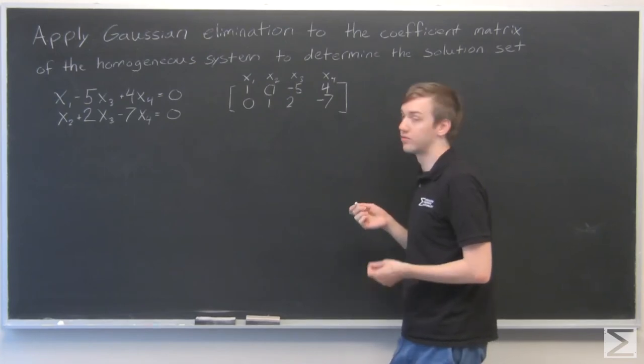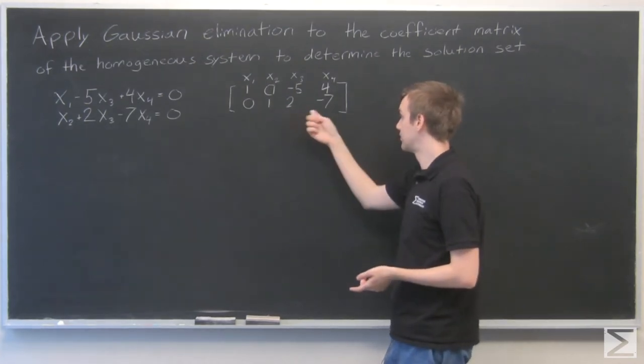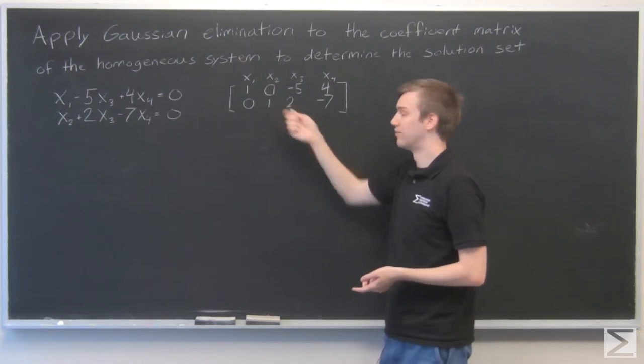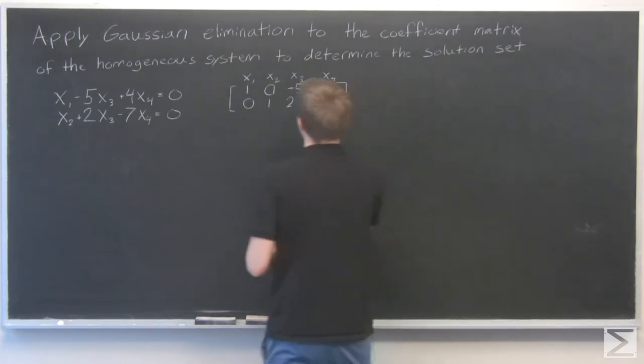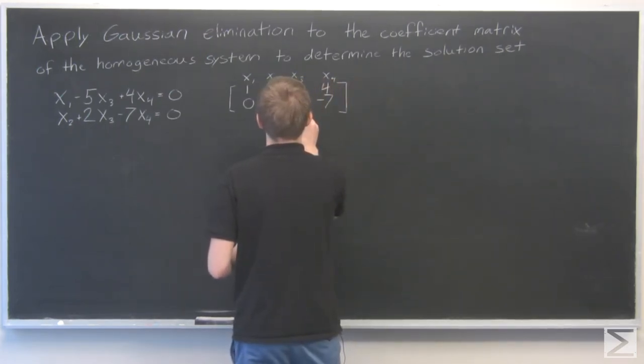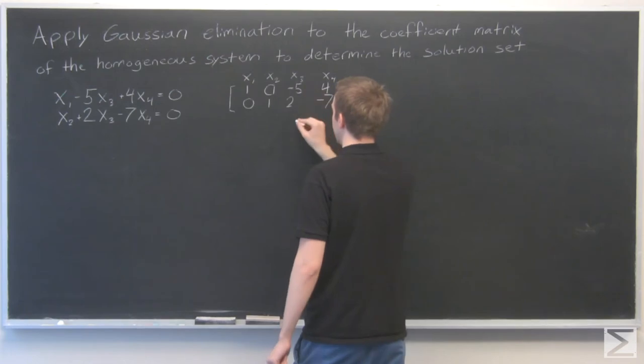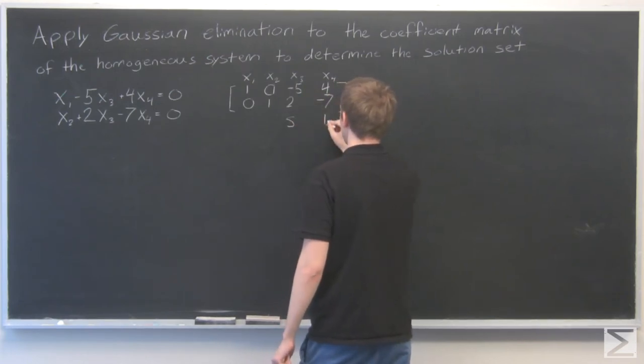Now I need to assign free variables to these two because they don't have 1s in their spot. So I'm going to assign x3 to be an s and x4 to be a t.